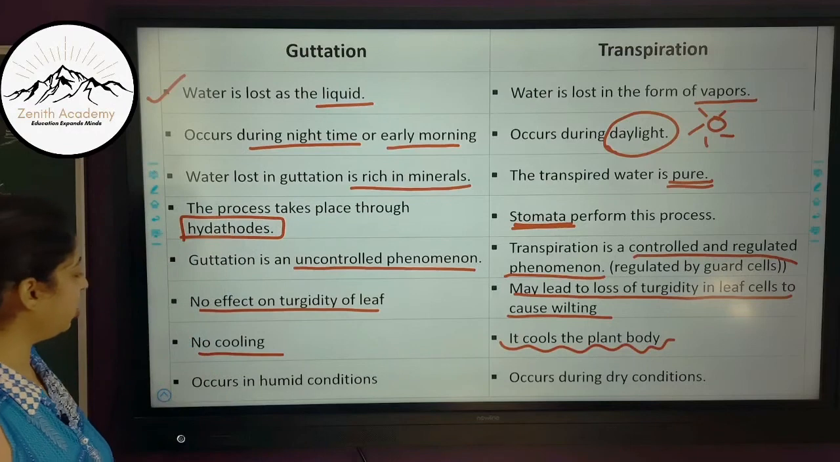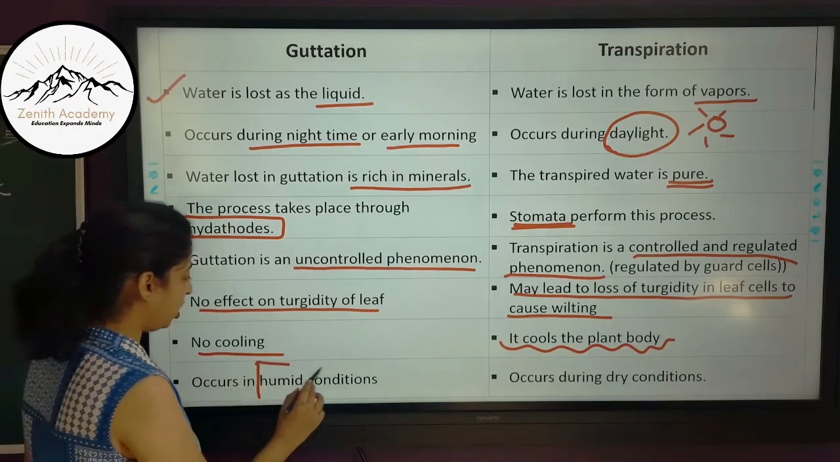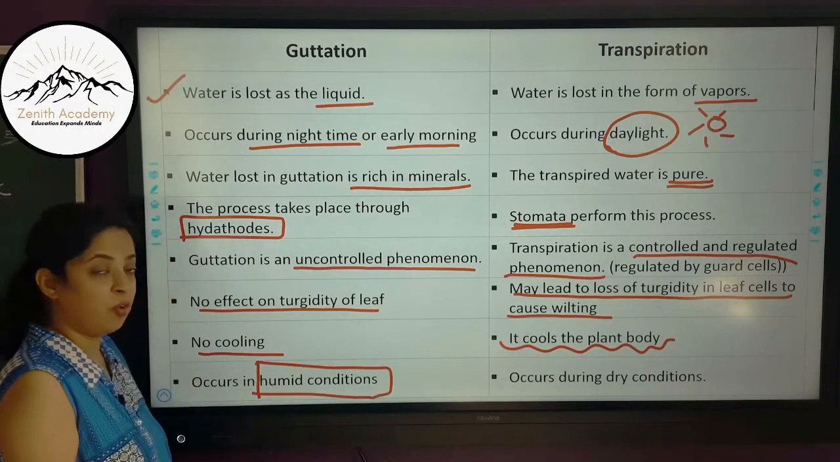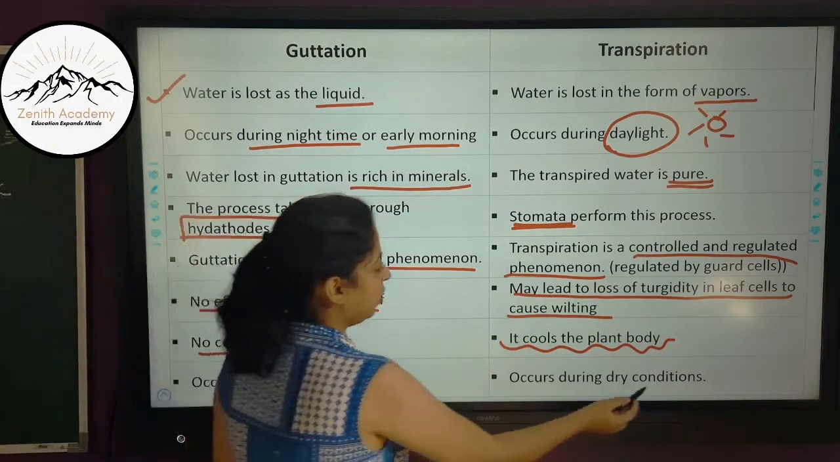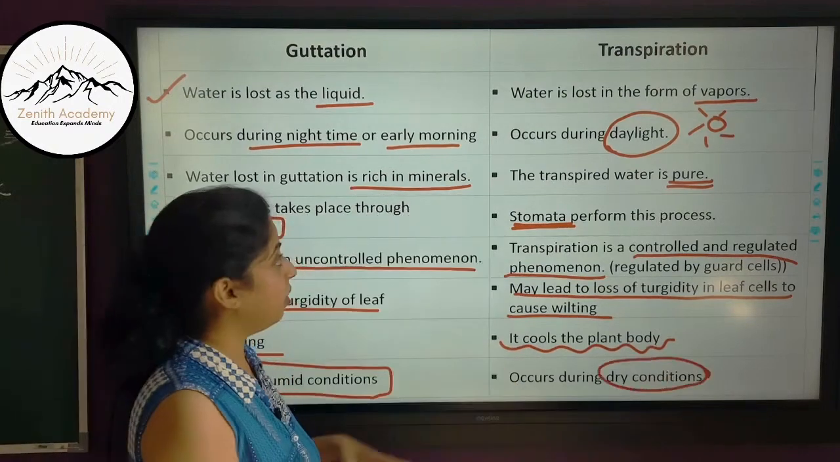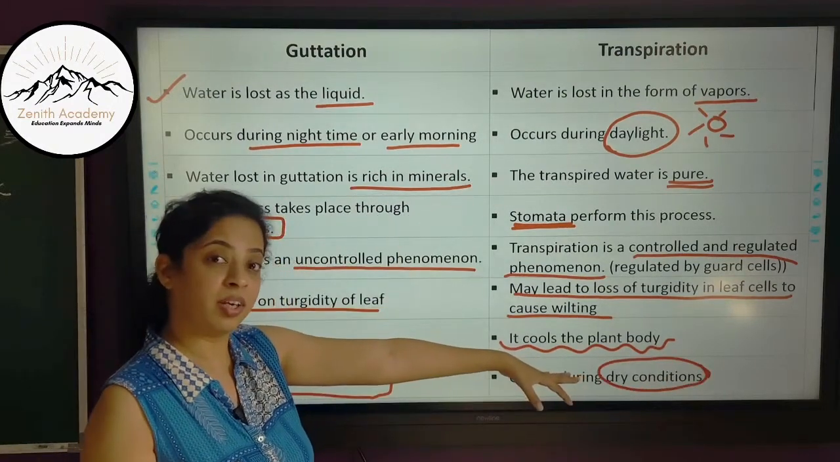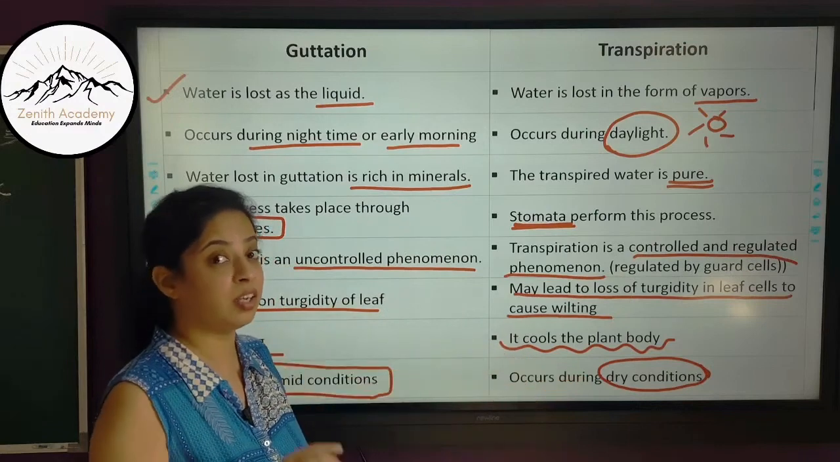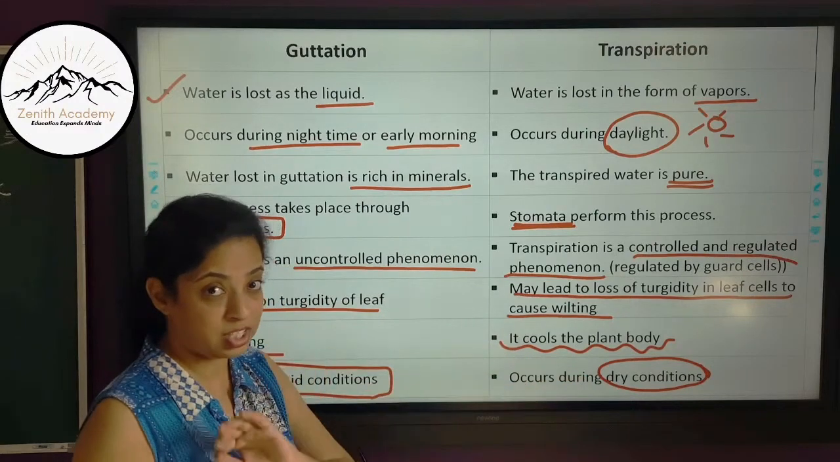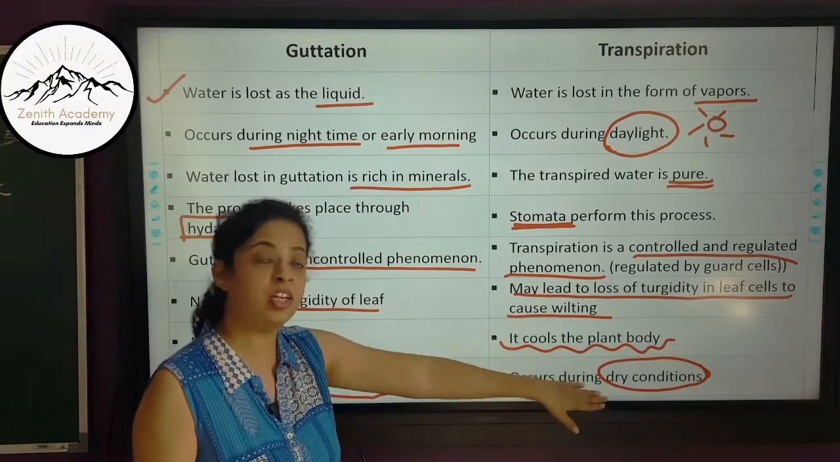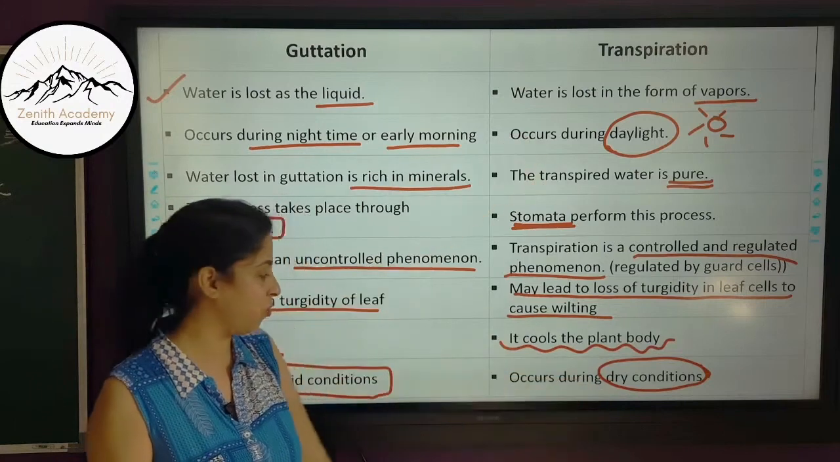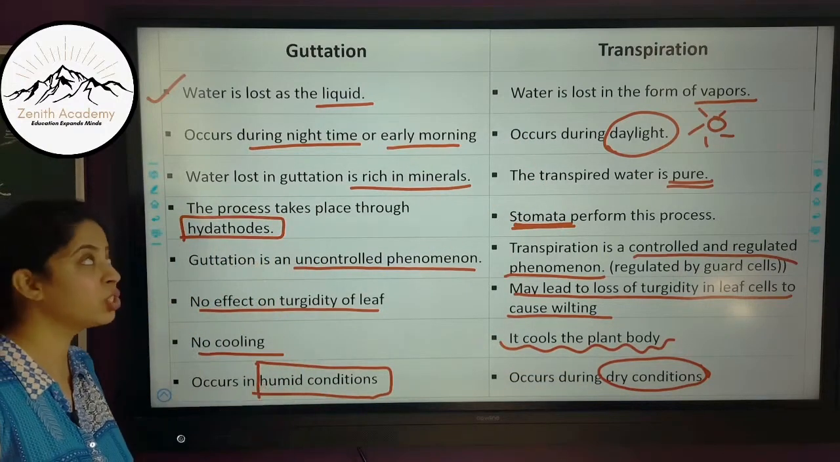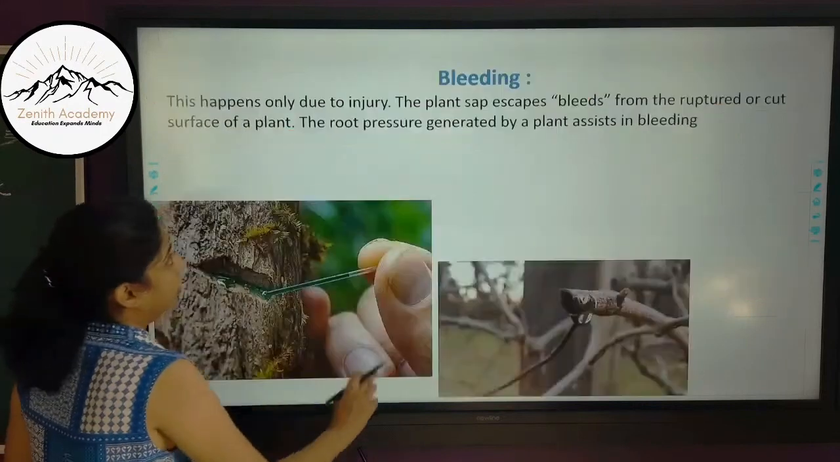Now guttation, we studied, occurs in humid conditions, whereas transpiration occurs mainly during dry conditions. We have just studied the factors affecting transpiration. There we had studied that if humidity is more, transpiration is less. So we need dry conditions for more transpiration, whereas we need humid conditions for more guttation.